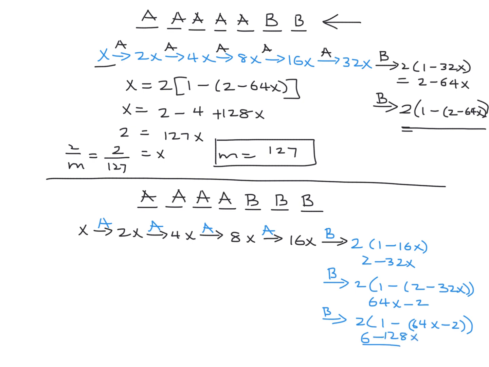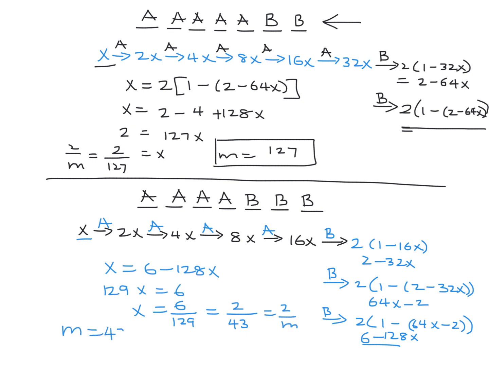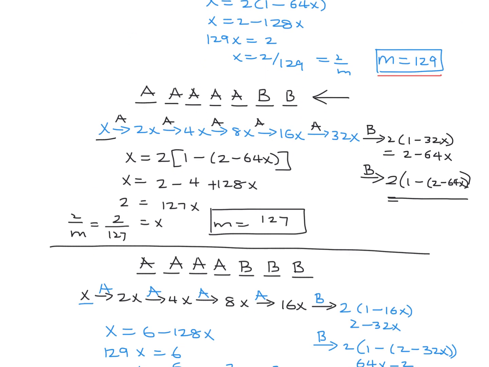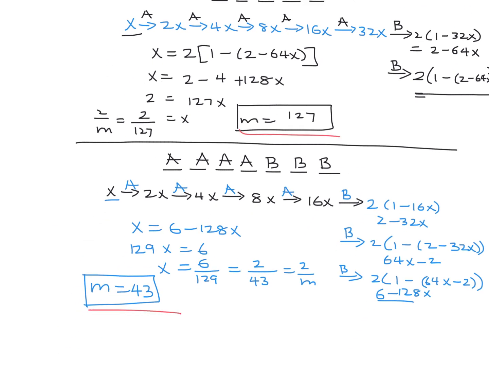And we want this to equal that. So we want x to equal 6 minus 128x. So therefore 129x is equal to 6. Therefore x is equal to 6 over 129. And this in lowest terms would be 2 over 43. And since that represents 2 over m, m is 43. And these 3 values are the only 3 values that will work. So we got 129, 127, and 43.